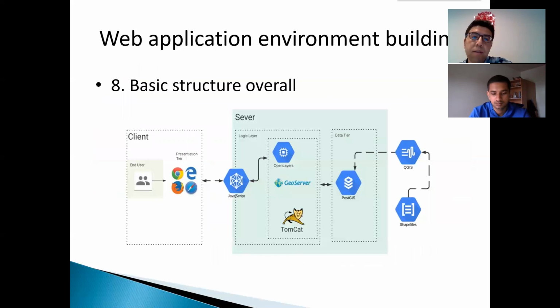As you can see, this is the basic structure of how the environment works. These are the users we have, and they go to browsers, and they access JavaScript with OpenLayers, GeoServer, and Tomcat. So they are in the same phase. And shape files can only be accessed through QGIS and PostGIS.